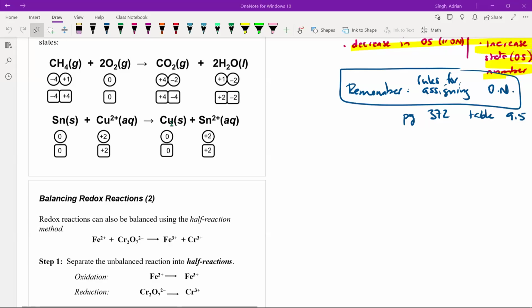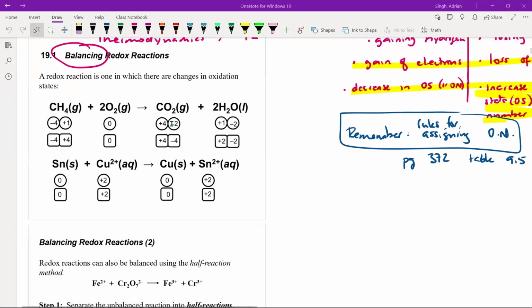All right, so let's take a look at a couple reactions and quickly assign oxidation numbers or oxidation states to these. So in the first example here, we have methane reacting with oxygen to produce carbon dioxide and water. The first thing is that when you have an element in its natural state, so oxygen, for example, occurs as O2, the oxidation number for this is always going to be 0.